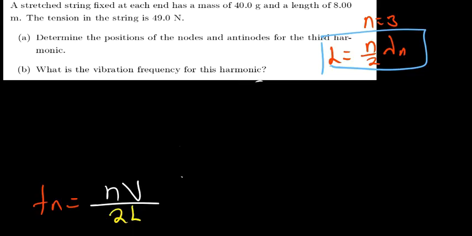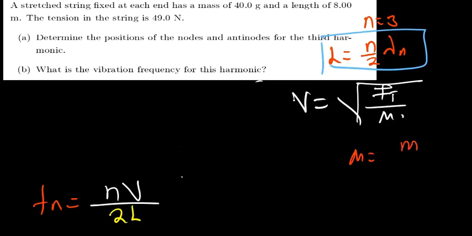I have to find the speed of the wave on a string, which is given by V is equal to the square root of the tension force divided by mu. Mu in this case is the linear density. Linear density is given by the mass divided by the length. Okay, so we have been given everything. We have the tension and I want to find the third harmonic.